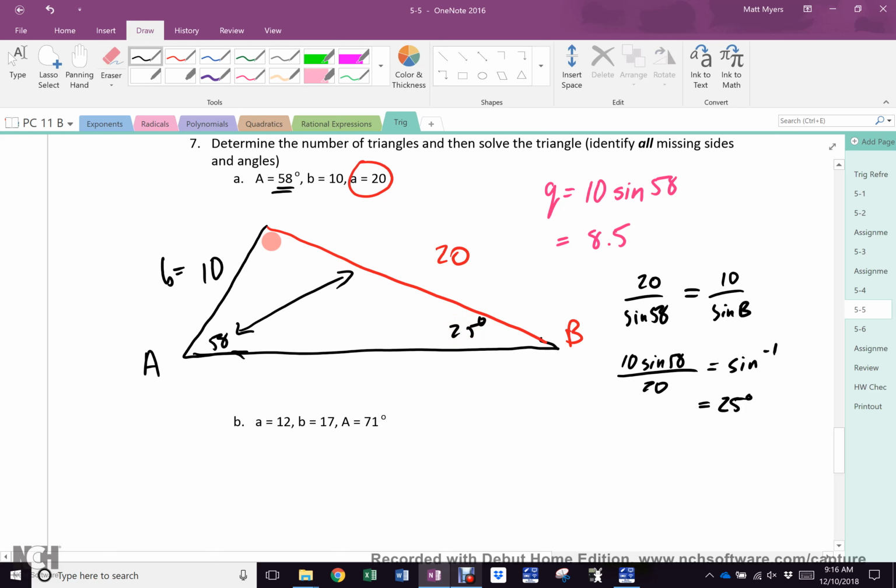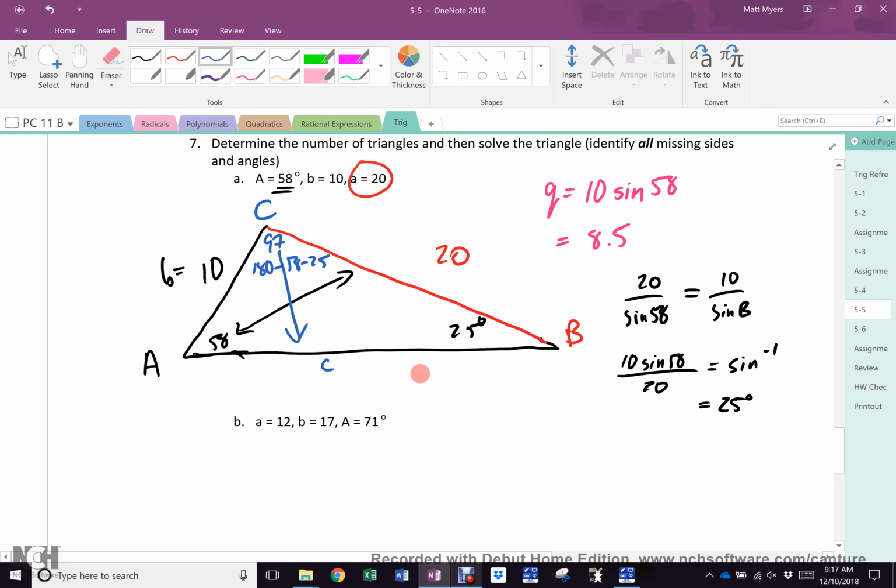So if that's 25, what is this automatically? How do I find that angle? 180 minus 58 minus 25, correct? And that makes that 97. Now, can I do this? What's this side? If that's A and that's B, what's this? C, so what's this? Little c.